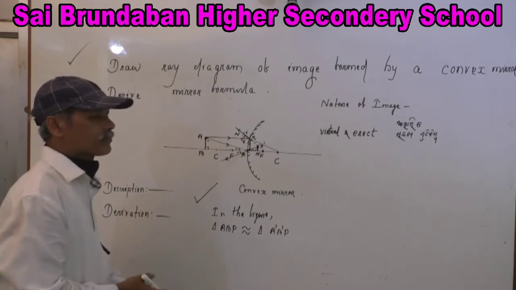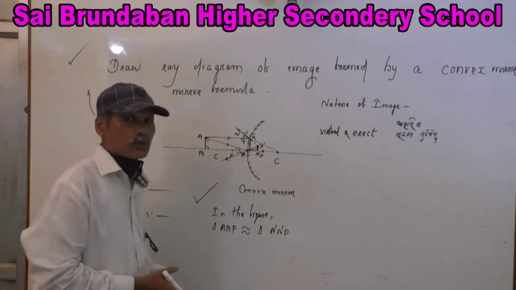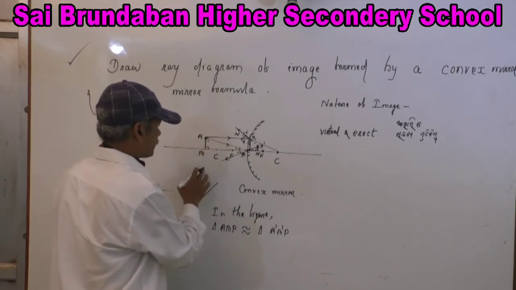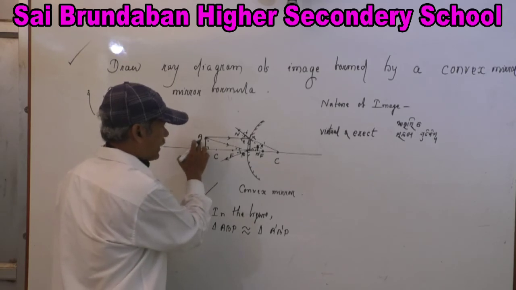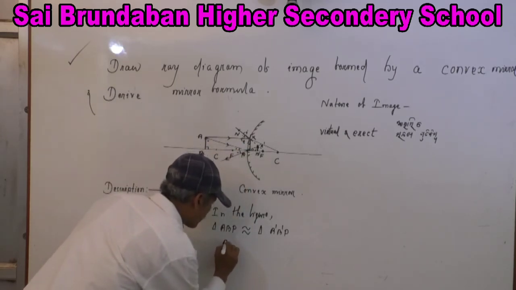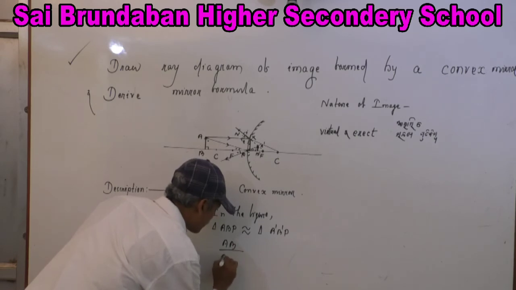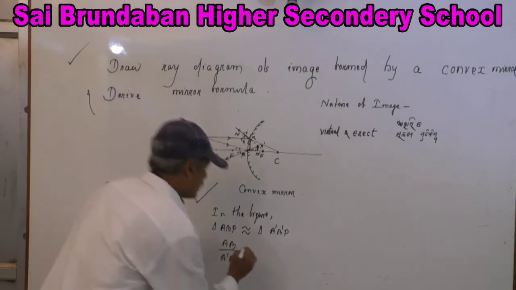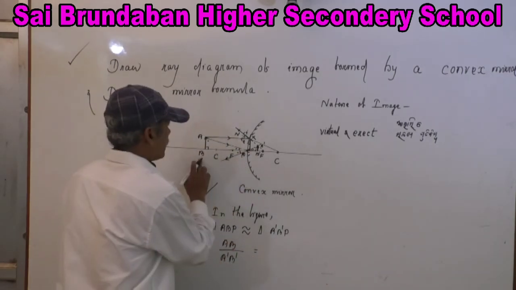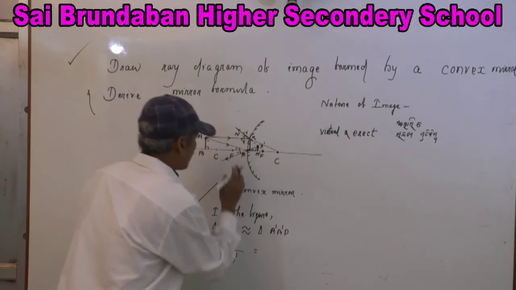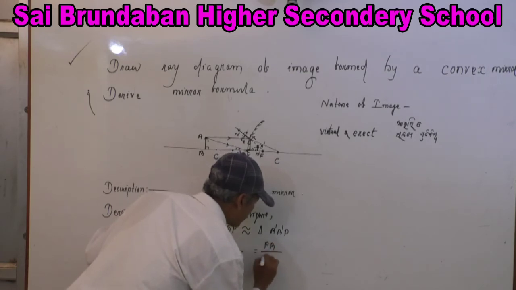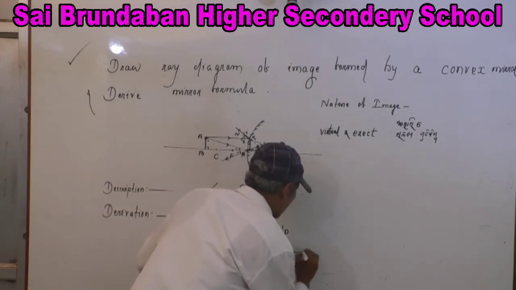In the same way, you take the ratio of the sides. Here you can take AB by A dash B dash. AB by A dash B dash is equal to BP by PB dash. This is equation I.